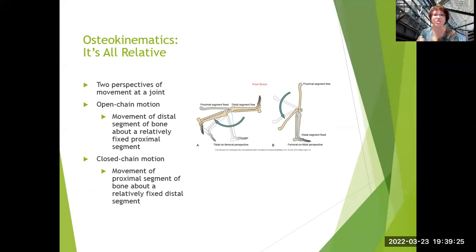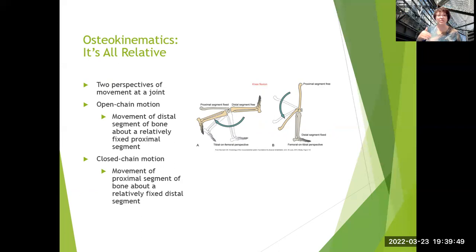So in this diagram, you can think of letter A as the person sitting in a chair. So the proximal part of your body, your trunk, is fixed on the chair by gravity. And if you extend your knee, the distal segment moves. The proximal segment does not. That is an open chain movement.